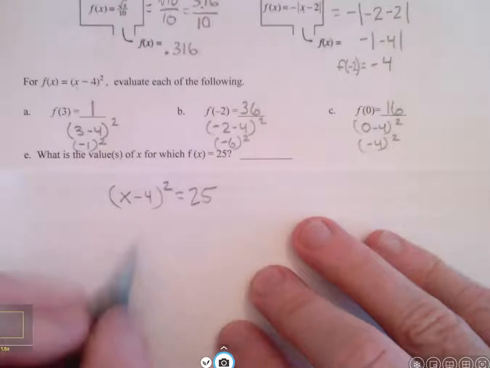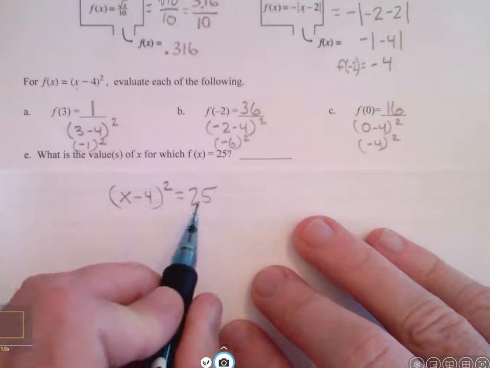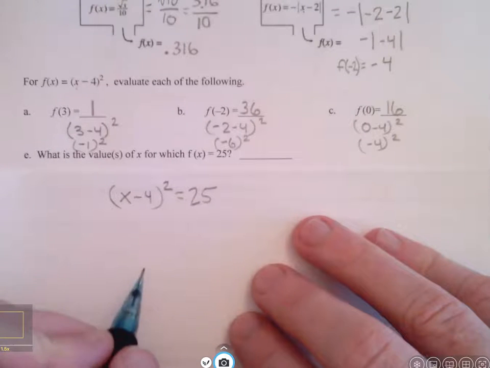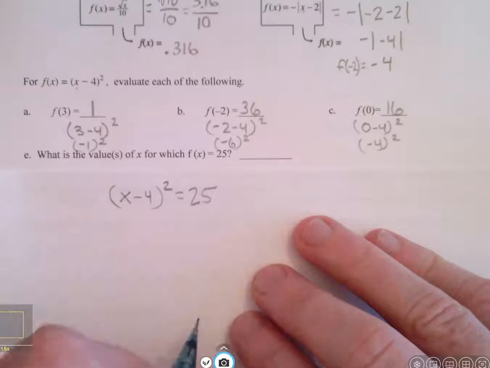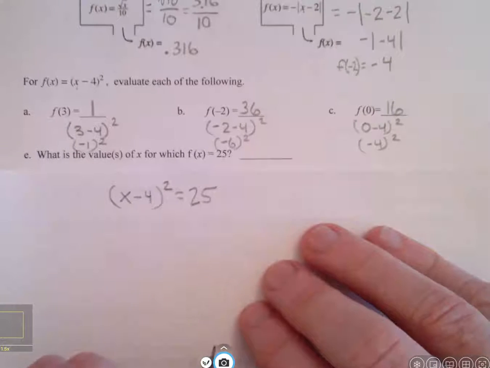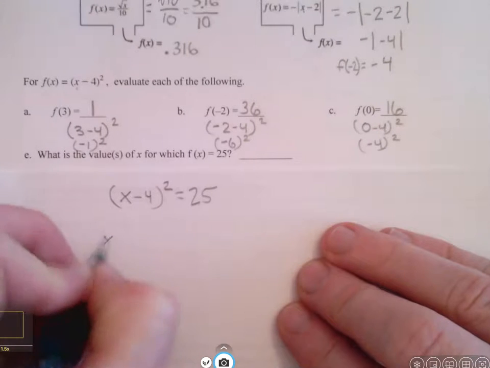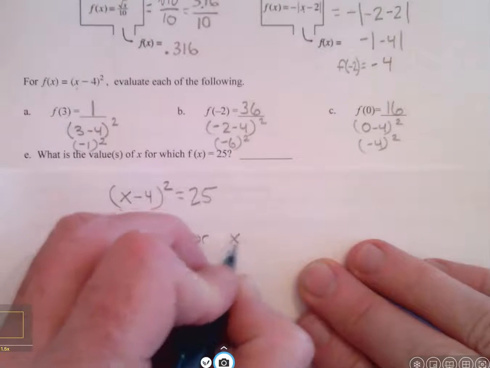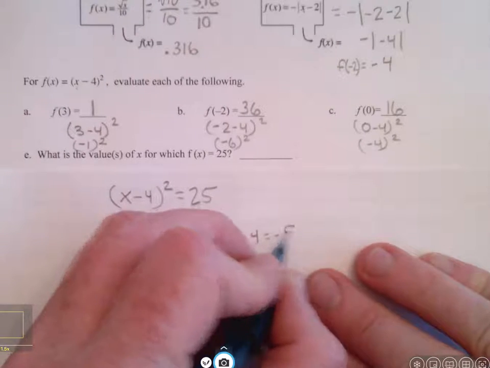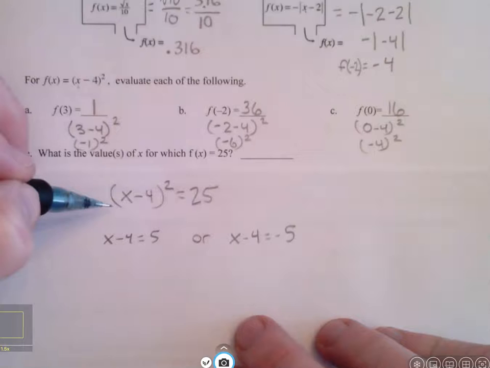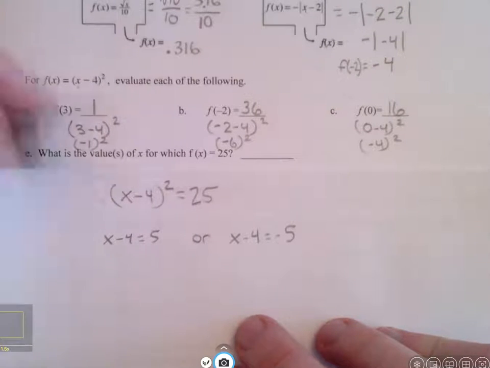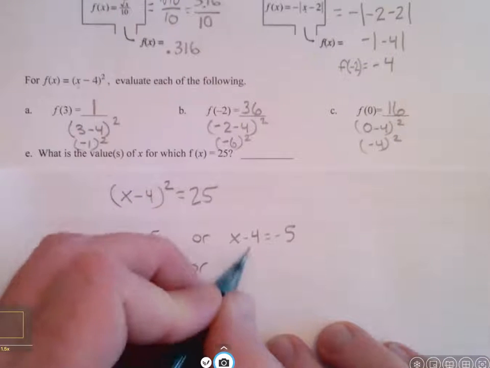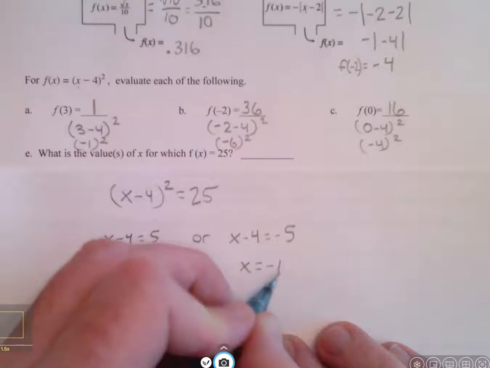Well, let's think about this for a second. Some number squared is 25, right? So what could this number be? We know that 5 squared is 25, but -5 squared is also 25. So this x minus 4 could be 5, or if x minus 4 equals -5, that would also work for this equation, this function. So x equals 9, or the other answer could be, add 4 to both sides, x equals -1.